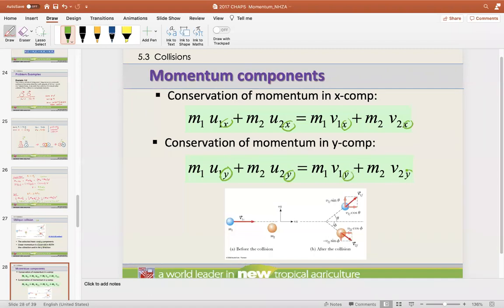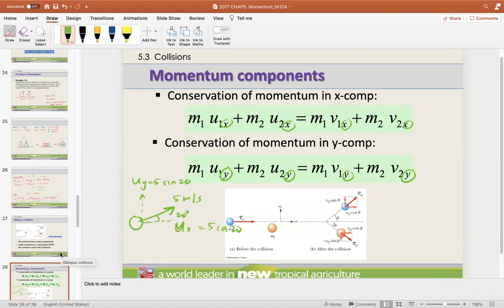Okay. If they give you, for example, mass one traveling at a velocity of 5 meters per second that makes an angle of 20 degrees to the horizontal, you have to resolve it. So your Ux is 5 cosine 20 and your Uy is 5 sine 20. You know this. This is just resolving. We are already a master at this, hopefully. So resolve first before putting it into the equation, so that you can apply conservation of momentum in the x and conservation of momentum in the y.